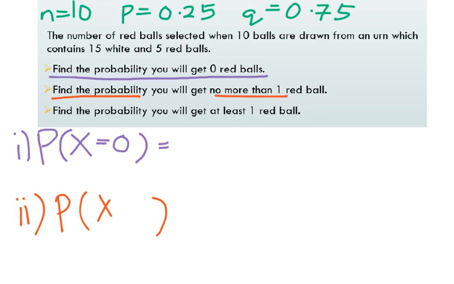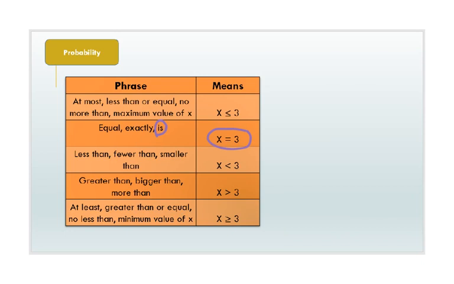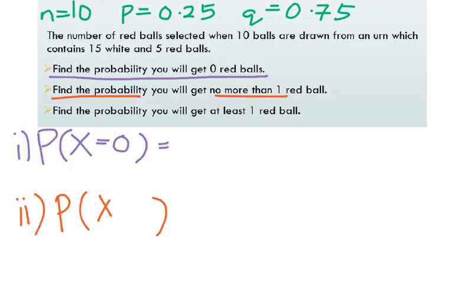So let us have a look at the phrases again. What is the symbol for no more than? We can see that no more than is here, in the first row of the phrases. So we know that our symbol is going to be x less than or equal to 3, or in our case, x less than or equal to 1. Alright, let us go to the next page for calculation.